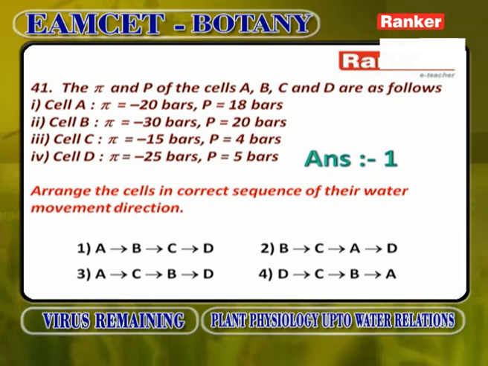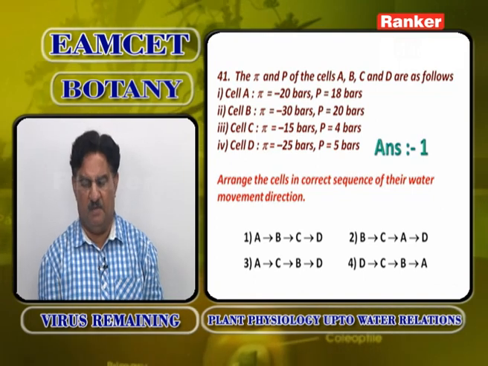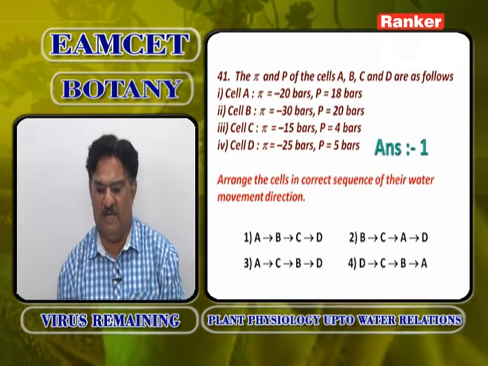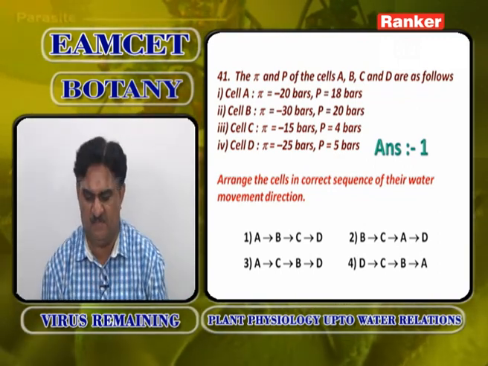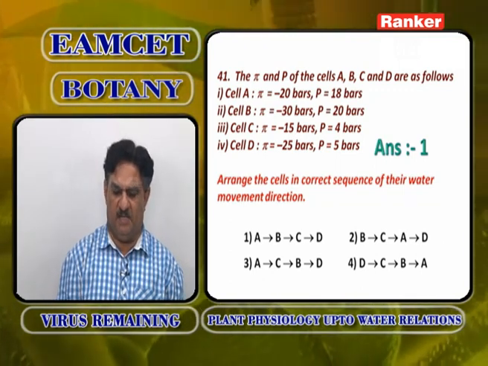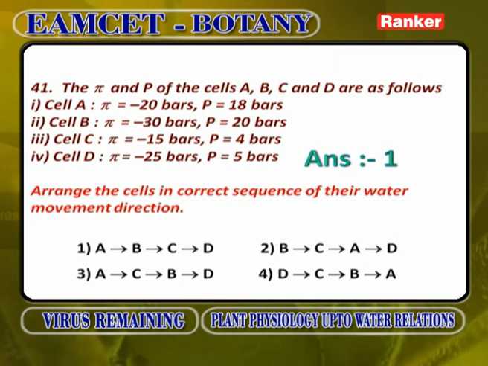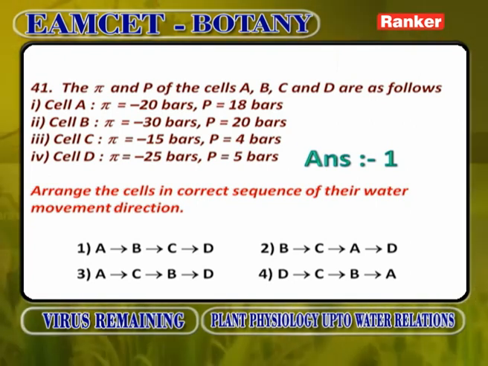So, here the water potential of A, minus 20 plus 18, means minus 2 bars. B, minus 30 plus 20, is minus 10 bars. C, minus 15 plus 4, is minus 11 bars. D, minus 25 plus 5, is minus 20 bars. So, A is maximum, then B, then C, then D. So, the answer is A to B, B to C, C to D, or A to B to C to D. This is according to the water potential gradients, water potential differences. So, cell A minus 2 bars, cell B minus 10 bars, cell C minus 11 bars, cell D minus 20 bars. So, movement of water is always from A to B, B to C, C to D. First option.